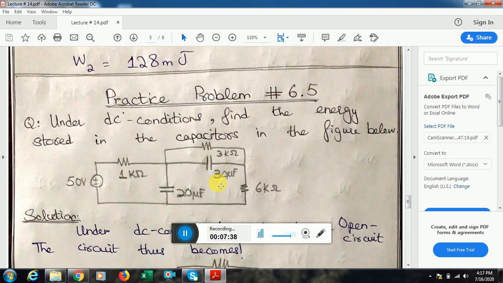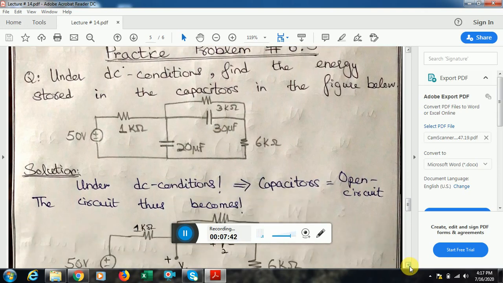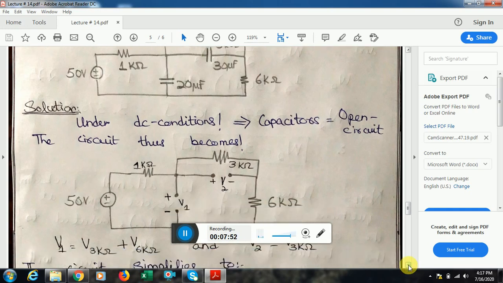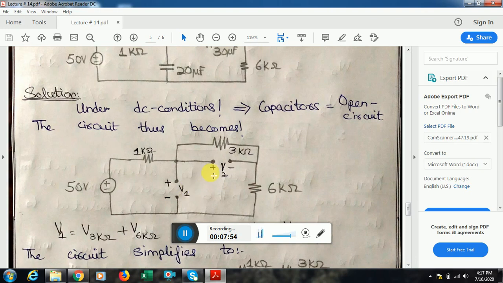Now moving on with a similar scenario, practice problem number 6.5 also has two capacitors, and we have to find the energy stored across these capacitors. In order to find the energy stored, we first need to find the voltage across each of the capacitors given over here. There's 20 microfarad and 30 microfarad. As you know, under DC conditions, each of the capacitors becomes open circuit. When I open circuit these two capacitors, this is how the circuit looks.